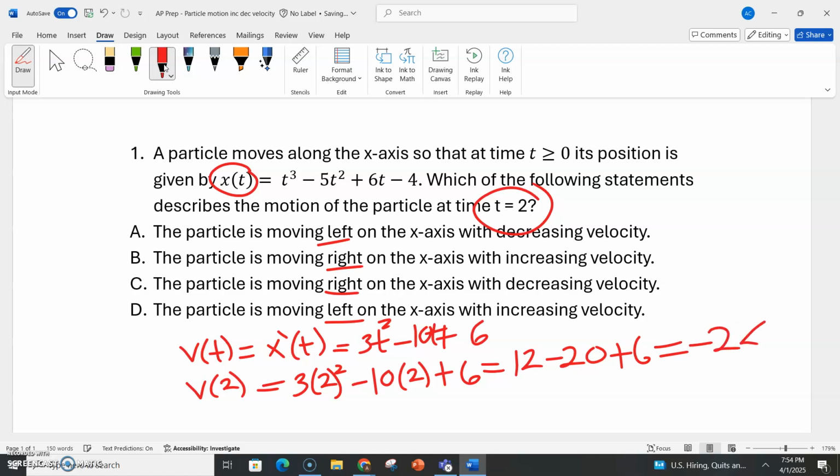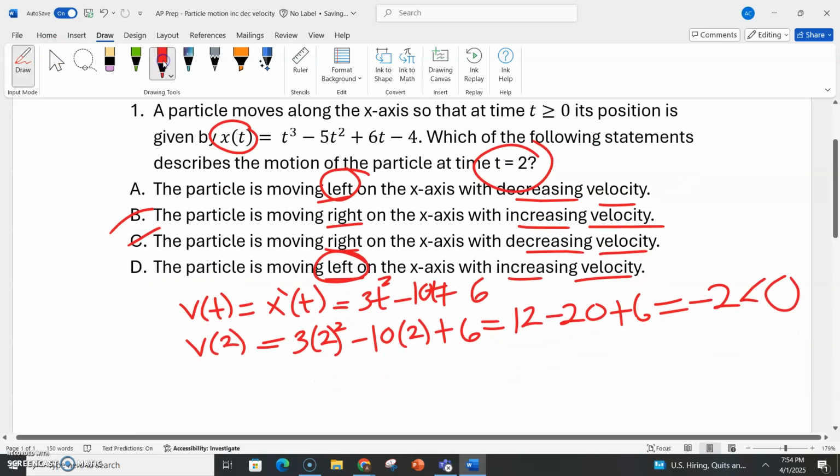So this is less than 0. So that means we are moving to the left. So we are either A or D. So we will eliminate B and C. Now I want to know if the velocity is increasing or decreasing. So change in velocity is acceleration. So I need to find acceleration and see whether the acceleration is positive or negative.